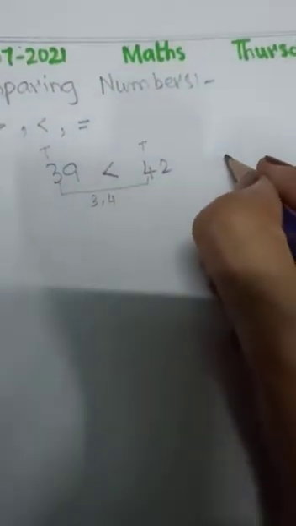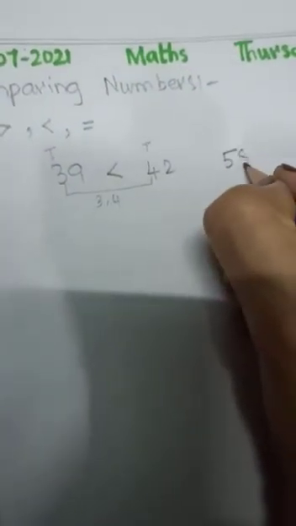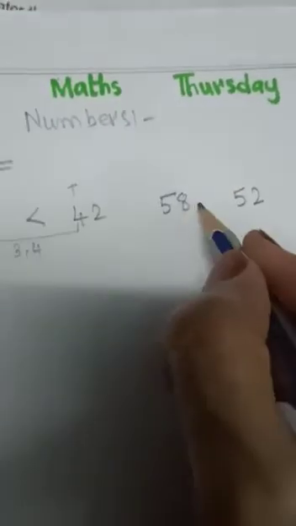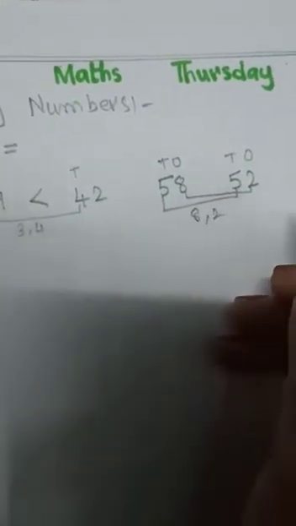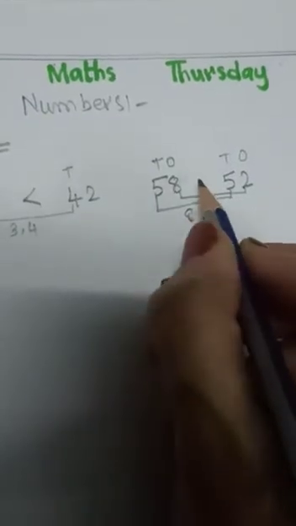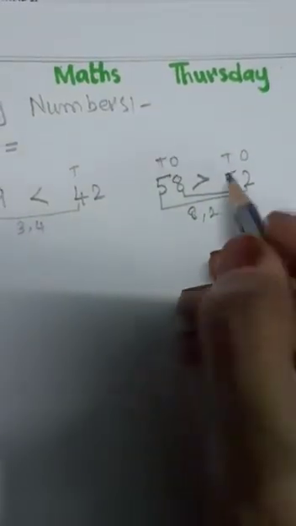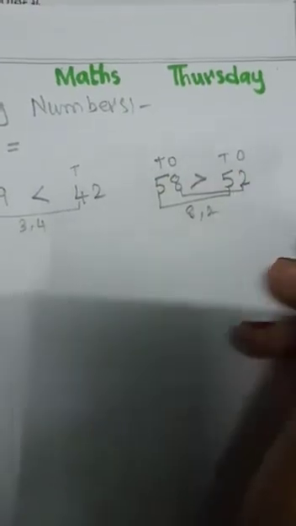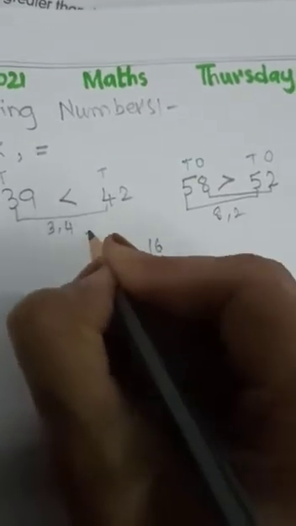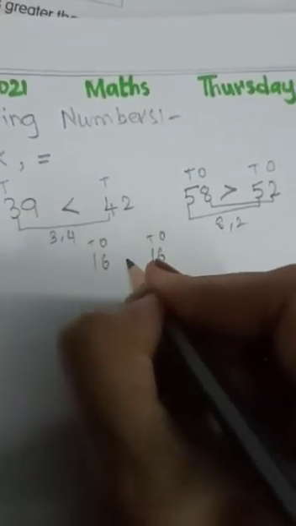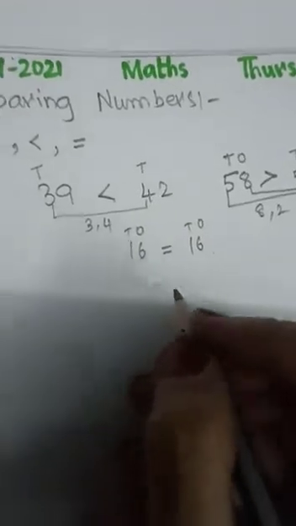Suppose we have the same number in both the tens places, so we should compare the numbers which are on the ones place. See, we have the same number on both sides. So we have to compare the numbers which are on the ones place. 8 and 2. From 8 and 2, 8 is greater. If both the tens and ones are equal, we should put the sign of equals to. See here, tens and ones, they both are equal. So put the sign of equals to.